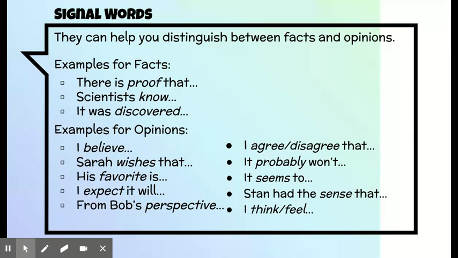Signal words for facts would be there's proof that, or scientists know, it was discovered, such and such source shares this to be true. Opinions would be more things like I believe, or Sarah wishes, his favorite team is. Those things are opinions. They cannot be proven with scientific facts.